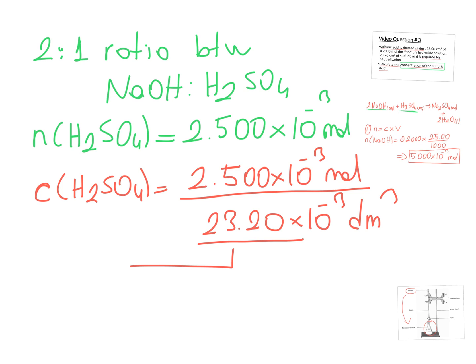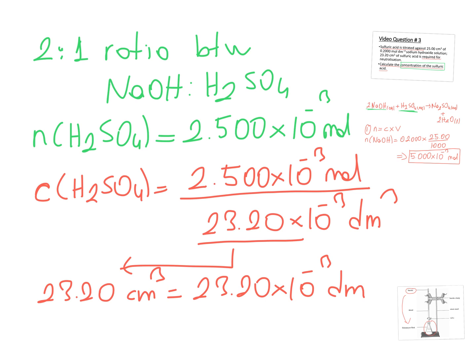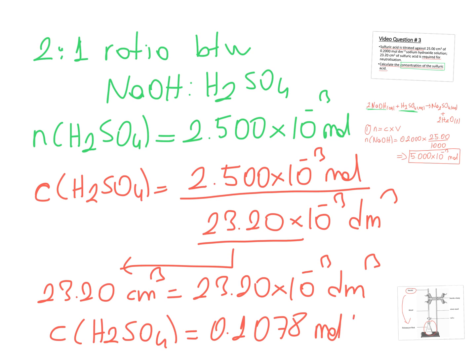And don't forget, the question said this is our volume of sulfuric acid. We need to convert it to cubic decimeter, 10^-3 cubic decimeter. Then the concentration of sulfuric acid is equal to 0.1078 mole per cubic decimeter. This is the concentration of sulfuric acid.